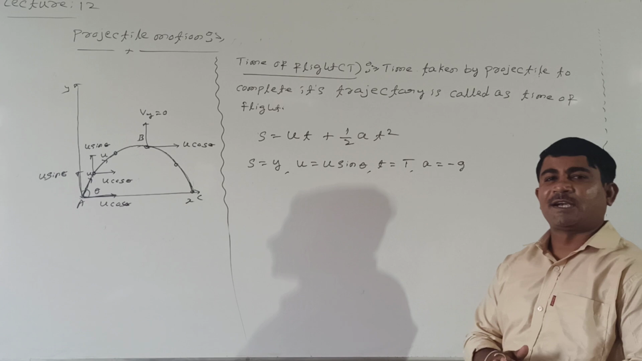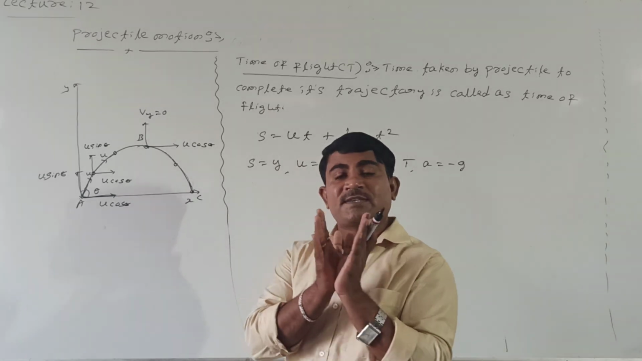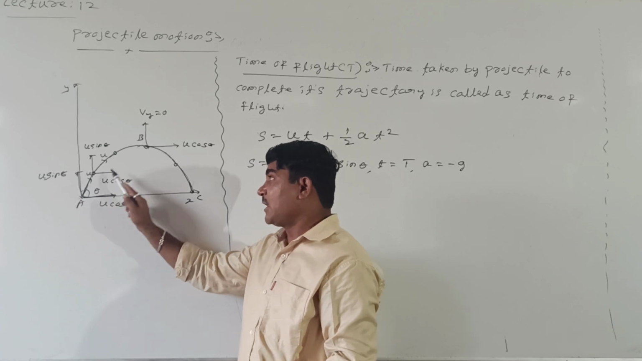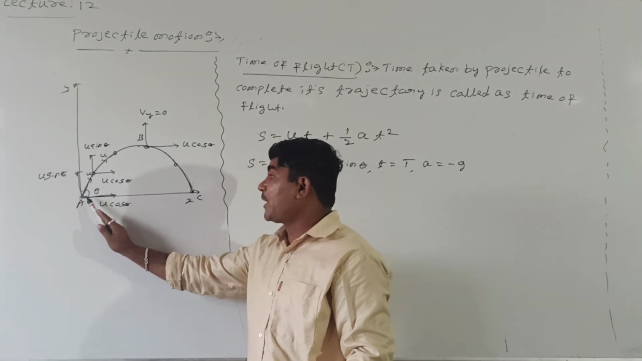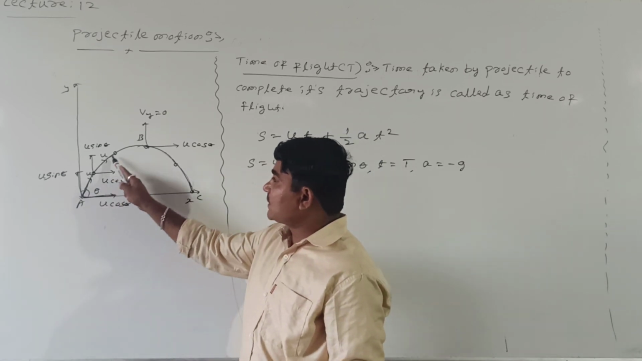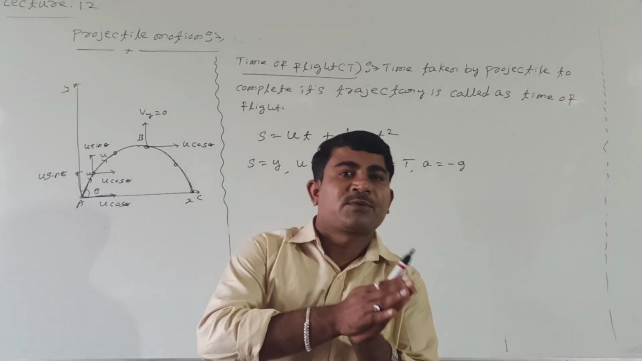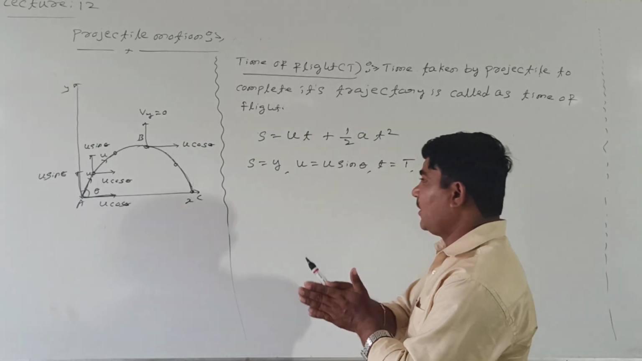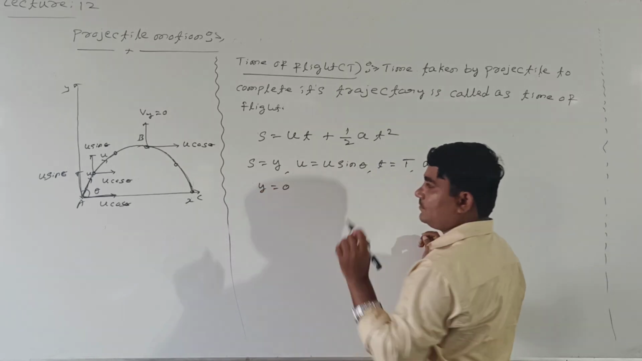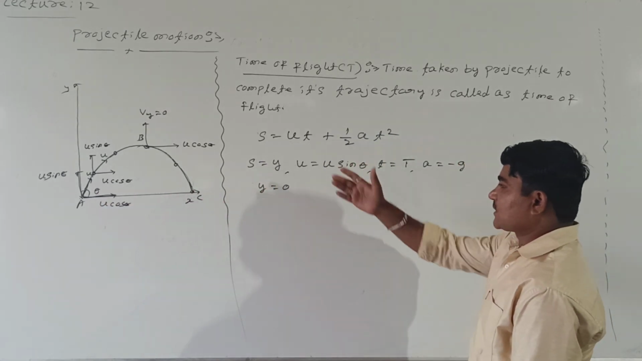Minus g. Right. Now students, if we compare A and C, there is no vertical distance travelled by the projectile. The object starts here and ends here. I mean, if we compare points A and C, there is no vertical distance travelled, because we are going to calculate how much time is taken from A to C. Then along the vertical direction y must be equal to 0.